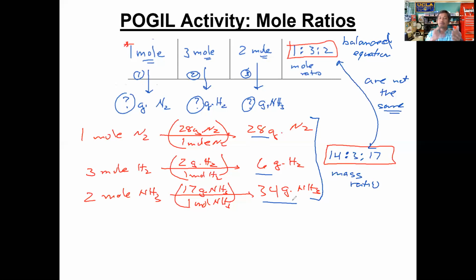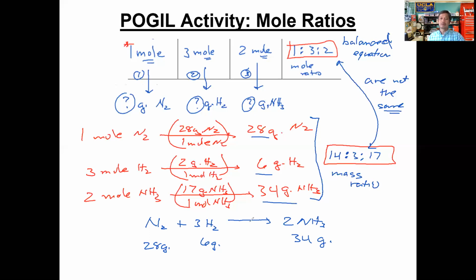But what we've done here is we've gone from a unit that we don't have a way of measuring out to units we can measure out. In order to run this reaction, let's write this down again really quickly. This is the reaction itself. We would measure out 28 grams of nitrogen, measure out 6 grams of hydrogen, and if we mix it together and everything runs out well, we should end up with 34 grams of ammonia.